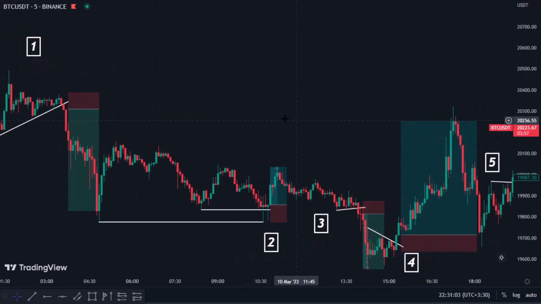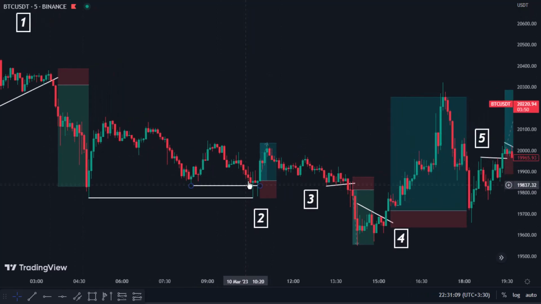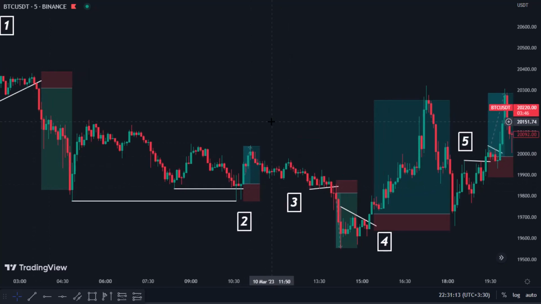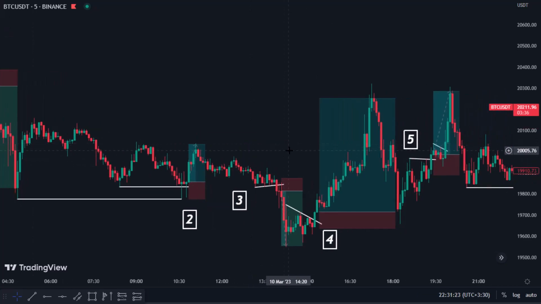On the second position we did have this support line, and on this one here we see 2 nice pin bars, this one and also this one, green candles there. We could risk on them and enter a buy position, put our stop loss below the candles, and it gave us something around 2.1, actually 2.